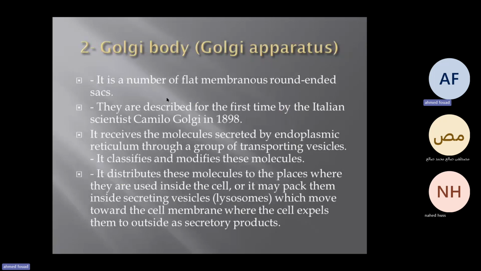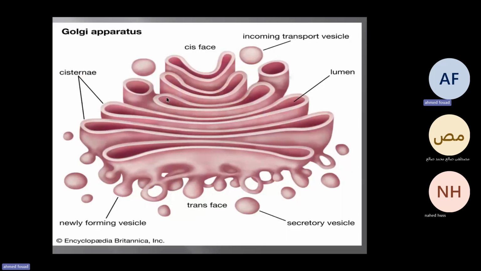طبعا كل السبستانسز اللي هي received by جولجي بوديز جايه من الاندوبلازميك ريتيكولم. طيب جايه ازاي؟ جايه في فيسيكلز تتنقل من الاندوبلازميك ريتيكولم للجولجي بودي في صوره فيسيكلز. ده شكل الجولجي بودي، عباره عن كانالز لها راوند اندز. ده كان كلامنا النهارده على بعض السيل اورجانيلز.